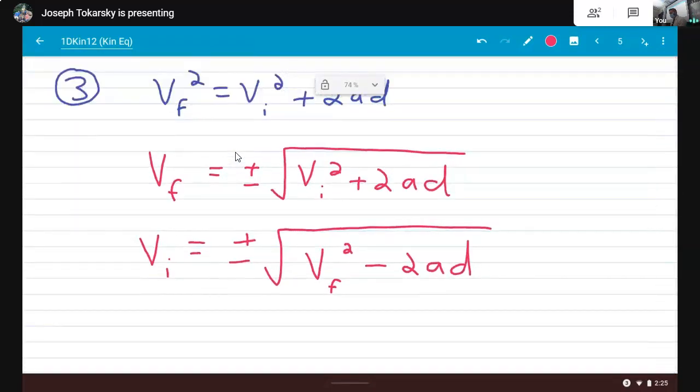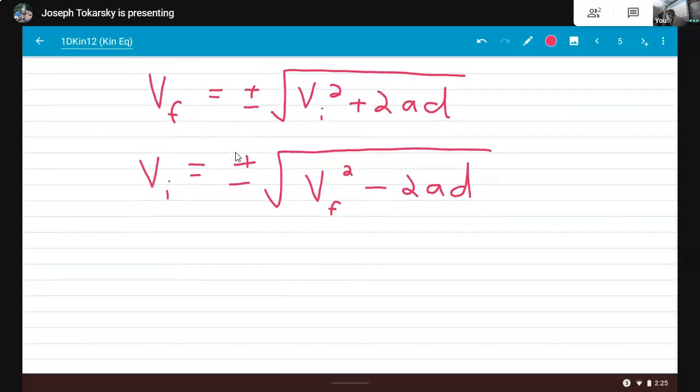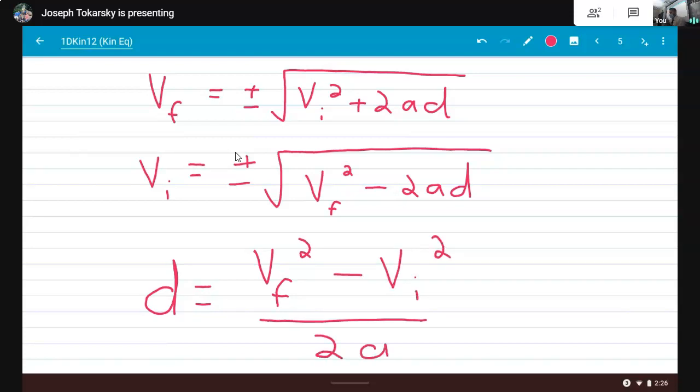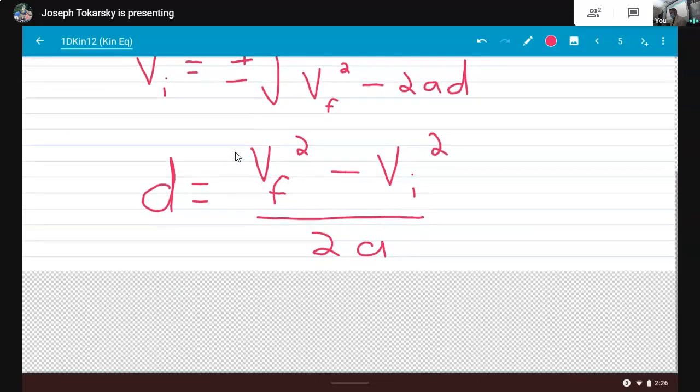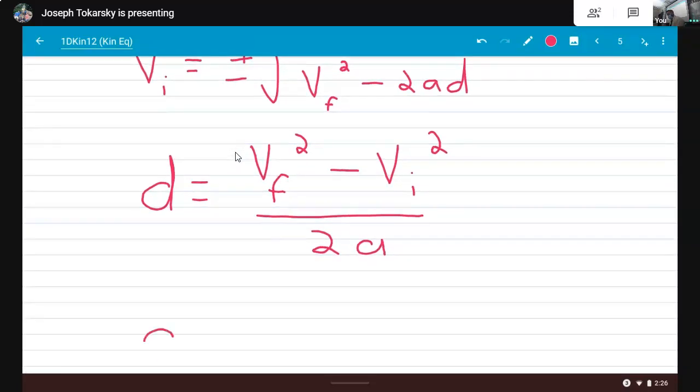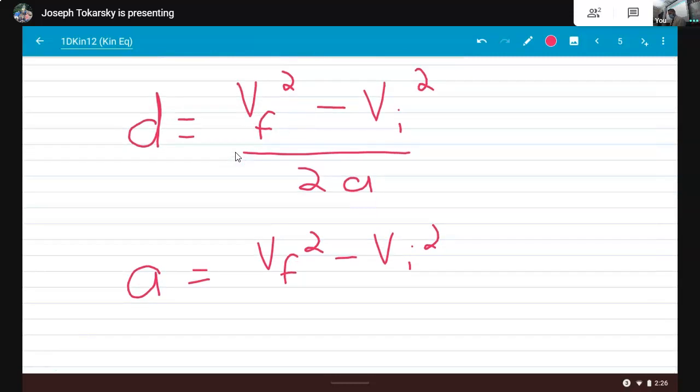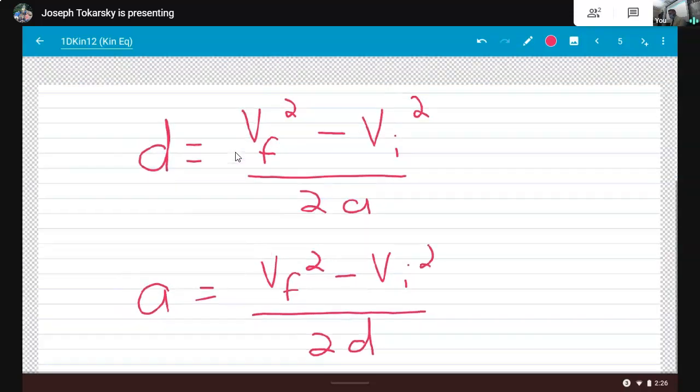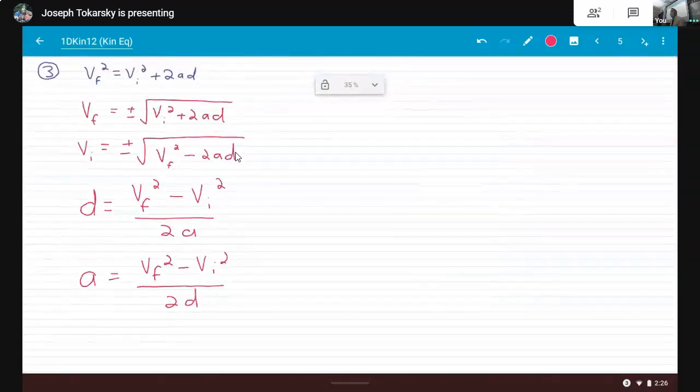And finally, there might be a need to solve this one for D. If I did that, it would be D equals VF squared minus VI squared over 2A. Oh, and I could also solve it for A. There's one more. It looks a lot like this one. It would be A equals VF squared minus VI squared all over 2D. So that's every mathematical form of that equation that we might need.